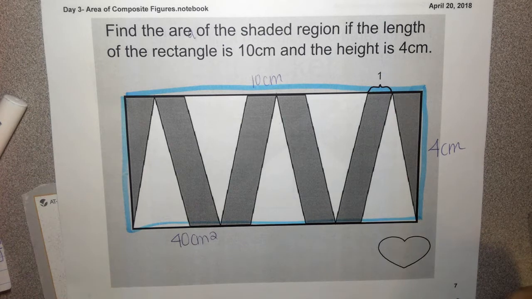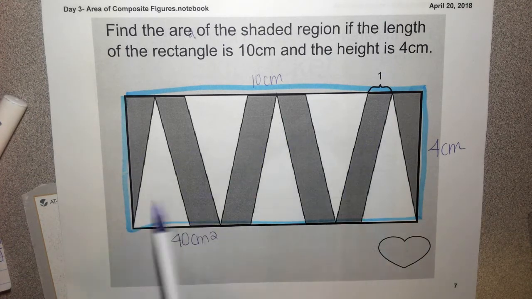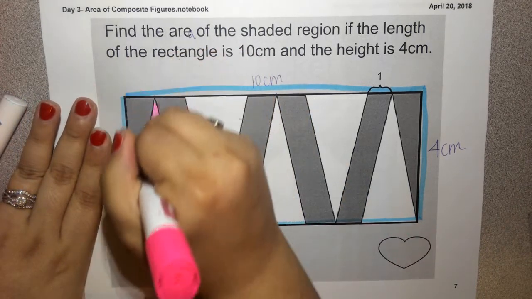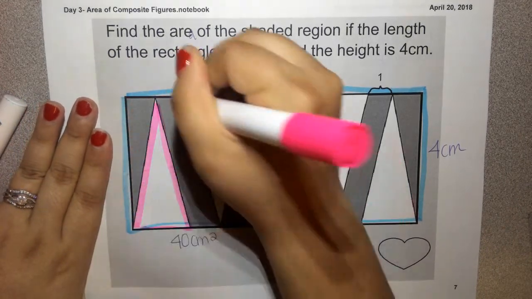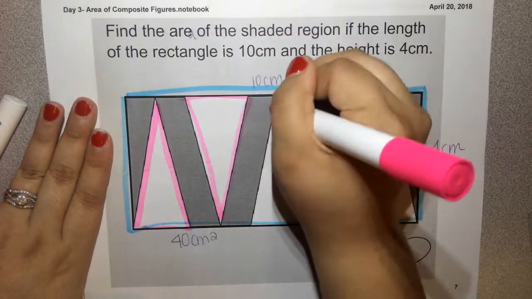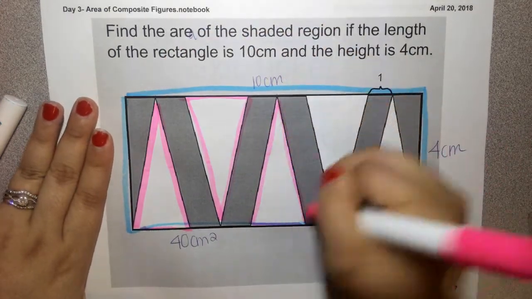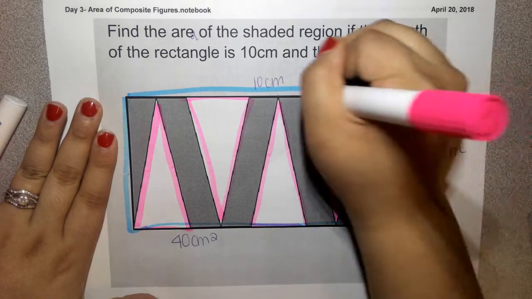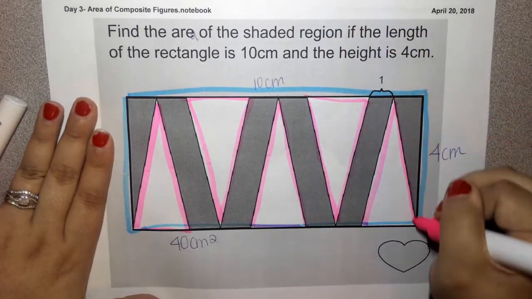And then I want to find the area of the shaded. So I'm not going to subtract these shaded areas, I'm going to subtract the white areas. And if you notice, I have triangles. How many triangles do I have? I have 4 of them.